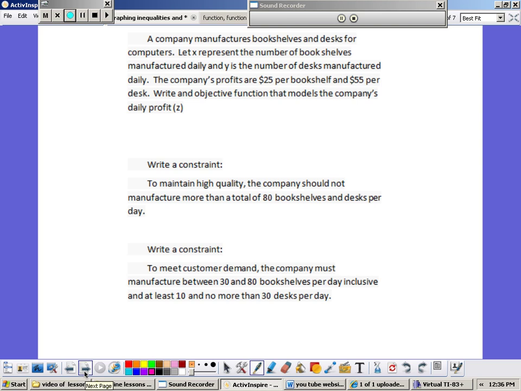Let's do another one. A company manufactures bookshelves and desks for computers. Let X represent the number of bookshelves manufactured daily, and Y is the number of desks manufactured daily. The company's profits are $25 per bookshelf and $55 per desk. Write an objective function using Z. So Z is equal to, X is the bookshelves, and it's $25, so 25X. And the desks are Y. So there's my objective function.